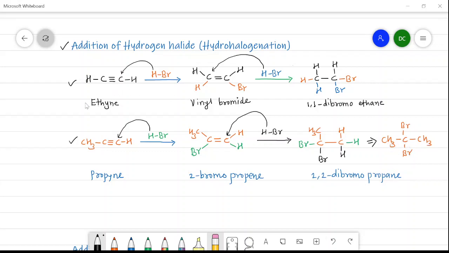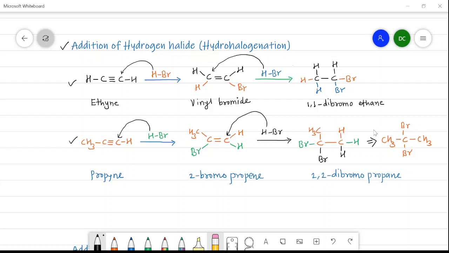CH3CBr2CH3. So in the case of ethyne, the first step gives a normal product with no Markovnikov addition, but in the second step we have to apply the Markovnikov addition. And in propyne, from the first step we have to apply the Markovnikov addition. But in the products, on one carbon there is the presence of two halogens. So in both cases we get a product which has a carbon attached to two halogen atoms. This is the hydrohalogenation of alkyne.